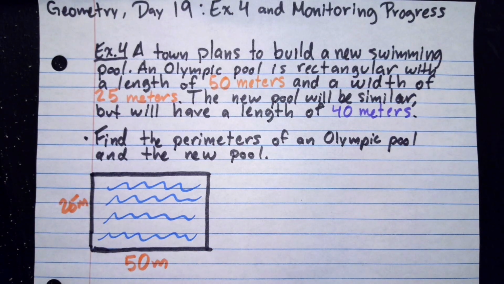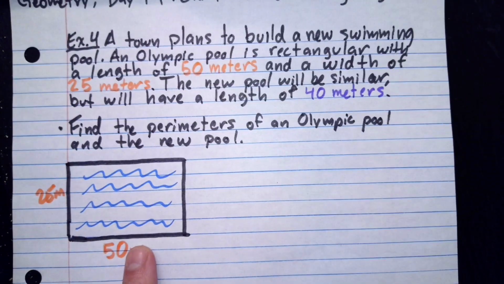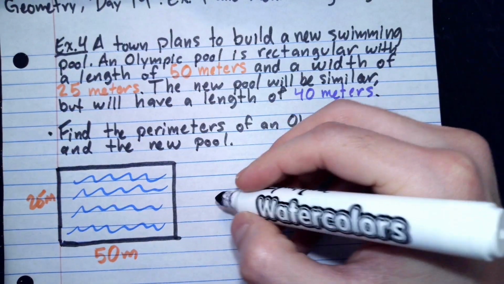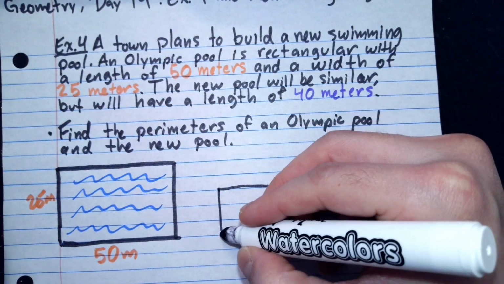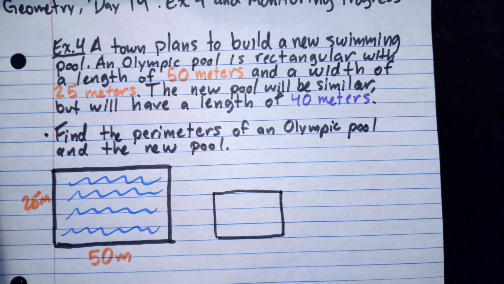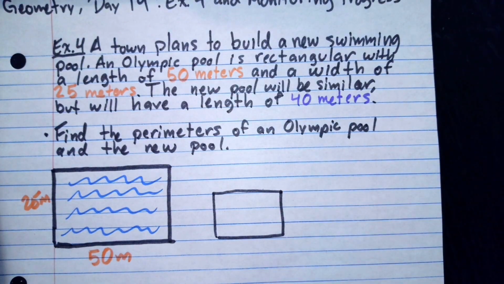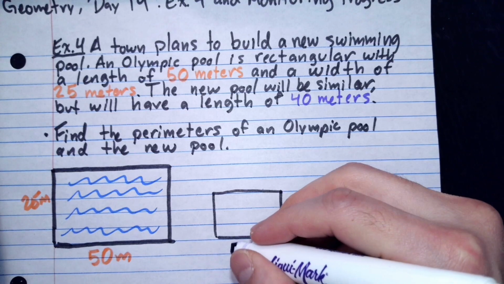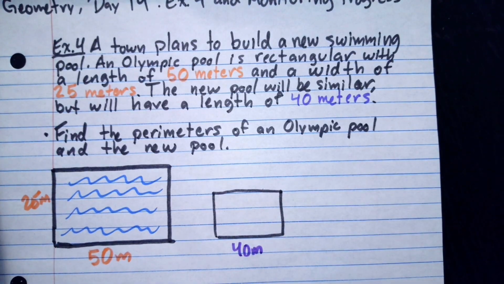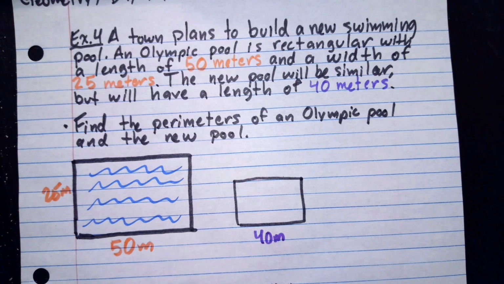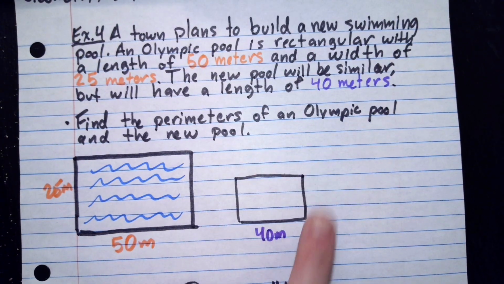So we're basically saying that this is an Olympic pool, but the one that we want is smaller. And we know it's going to be smaller because they said that we needed to have a new length of 40 meters. Now, here we could probably figure out this missing length and then just add them all up. But we're going to try and use one of the theorems that you should have learned in the notes for day 19.